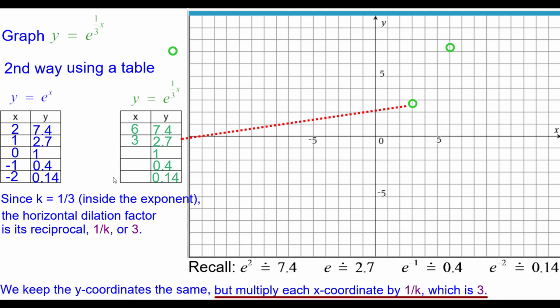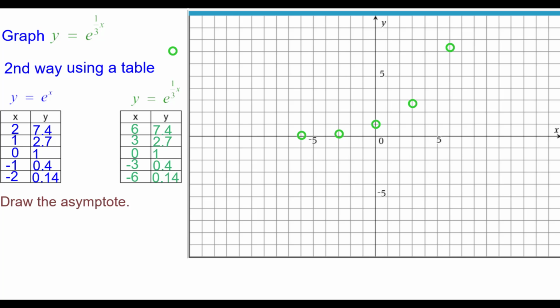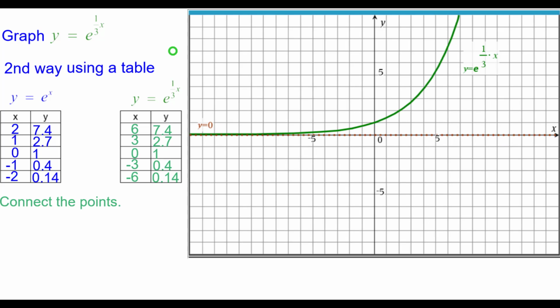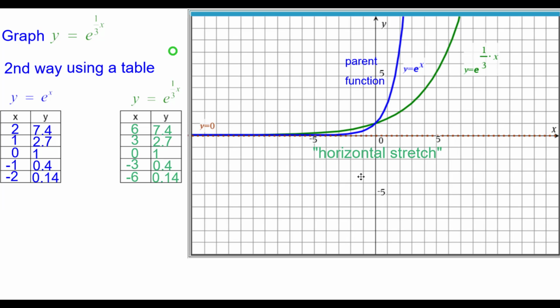So go ahead and finish the table and plot the points. Press pause and resume when you're ready. Zero times 3 is 0, 0, 1. -1 times 3, -3, 0.4. And the final point is going to be -6, 0.14. Draw the asymptote, which is the x-axis, and connect the points. Compare that to the parent function, and again from blue to green, this is a horizontal stretch.